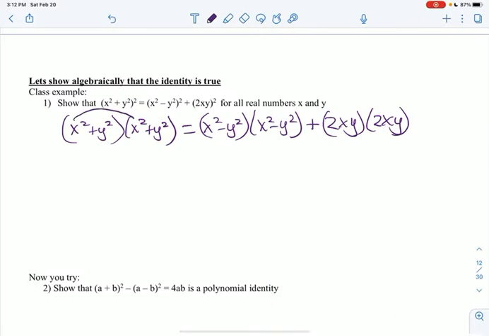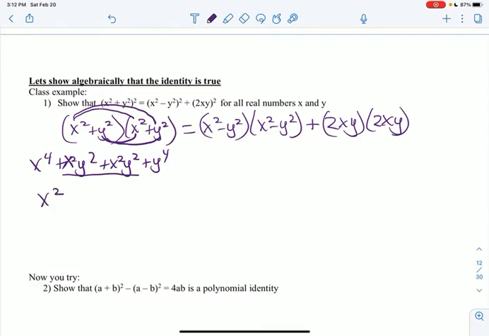X squared times x squared is x to the 4th. X squared times y squared is x squared y squared. And y squared times x squared is x squared y squared. I'm just going to write it in the same order as the other one so I recognize that I can combine those together. And y squared times y squared is y to the 4th. So I get 4 terms, but those two middle terms I can combine together. X squared y squared plus x squared y squared is 2x squared y squared.